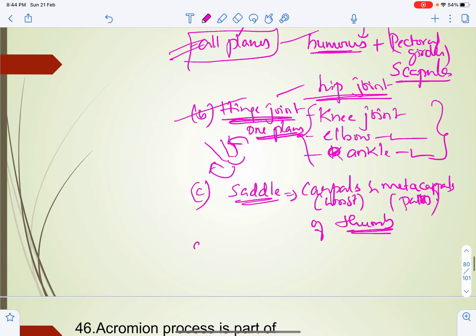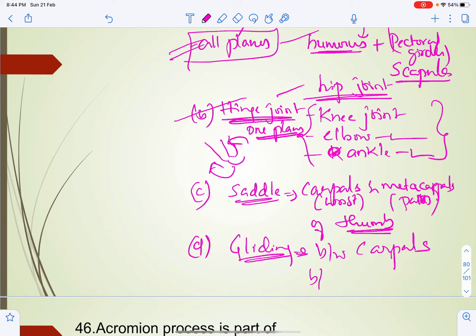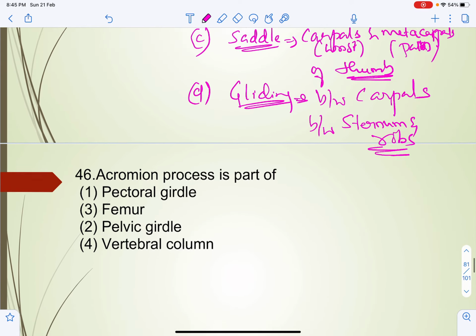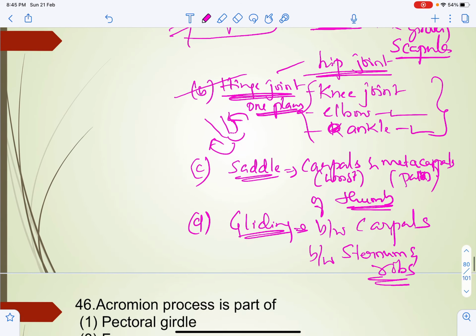And last, we have a gliding joint. Gliding joint is generally present between the carpals, that is the wrist bones, and also, this is very important, between sternum and ribs. Between sternum and ribs. So these are the different joints.